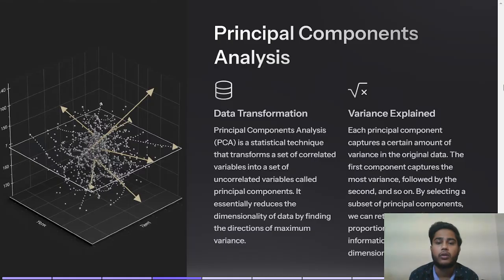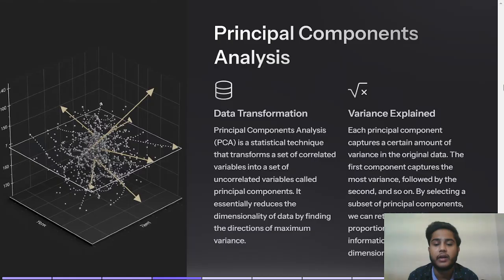Now we will move on to principal component analysis. In this topic, there are two subtopics, that is data transformation and variance. Principal component analysis is a statistical technique that transforms a set of correlated variables into a set of uncorrelated variables called principal components.